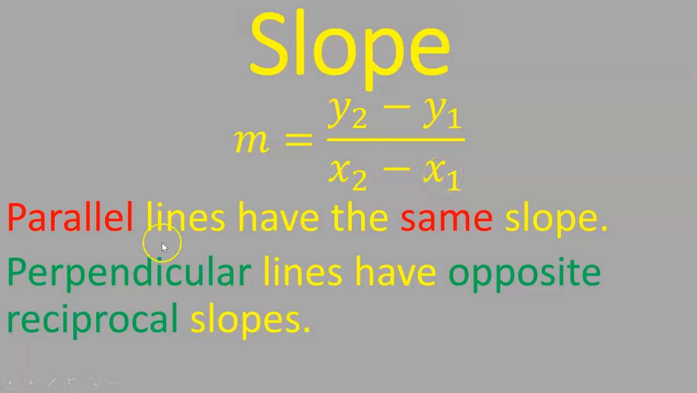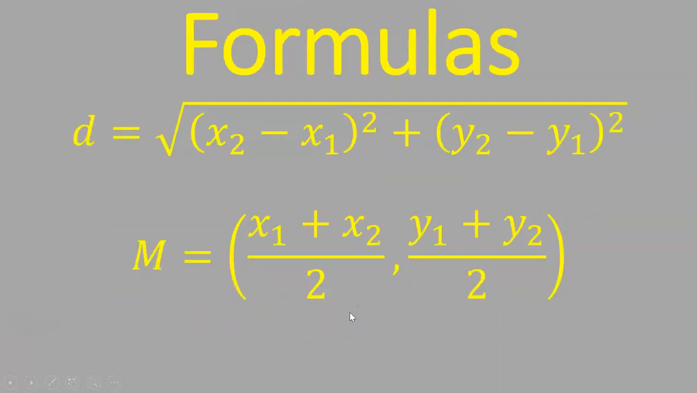We also need to remember that parallel lines have the same slope, perpendicular lines have opposite reciprocal slopes. Also helpful here is the distance and midpoint formulas. The distance tells how far apart 2 points are on a coordinate plane. The midpoint finds the halfway point when you're going from one point in the direction of another.